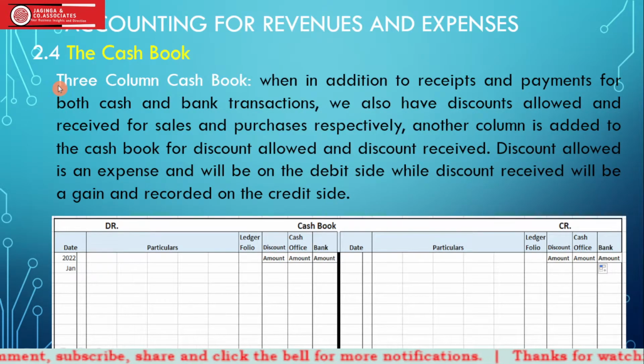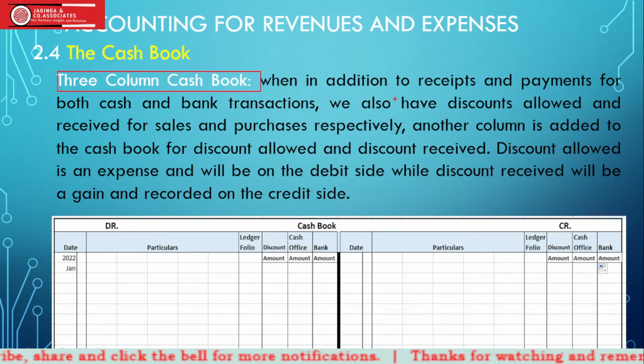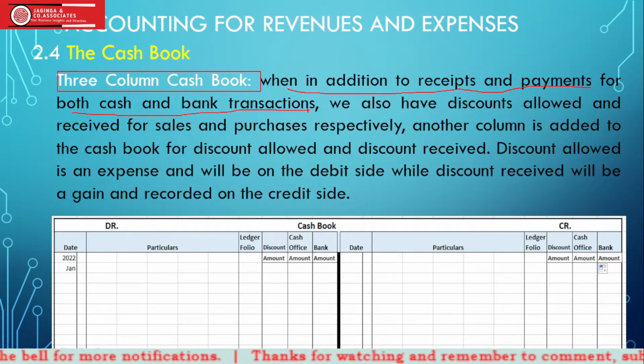Now with the three column cash book, we are saying in addition to receipts and payments for both cash and bank transactions, we also have discount allowed and discount received for sales and purchases respectively. So another column is added to the cash book for discount allowed and discount received. So discount allowed is an expense. Remember, we are dealing with the cash discount.